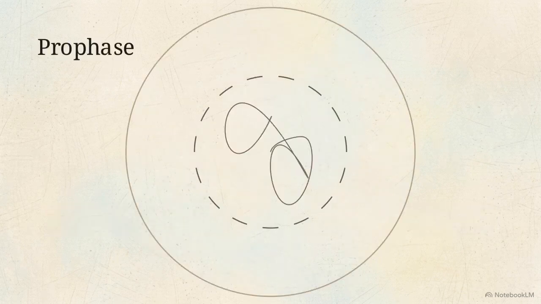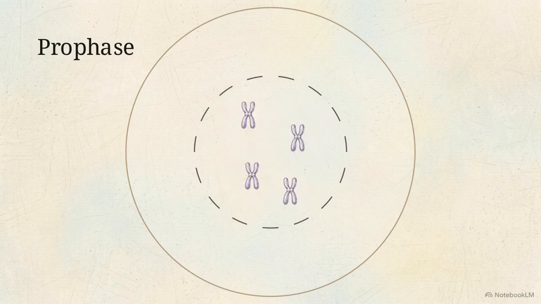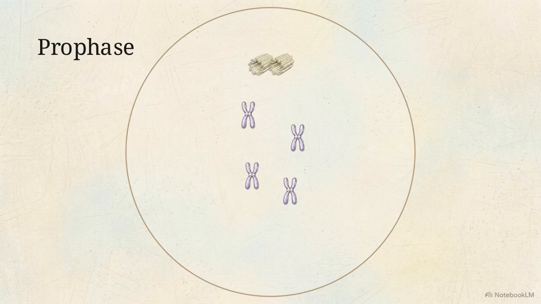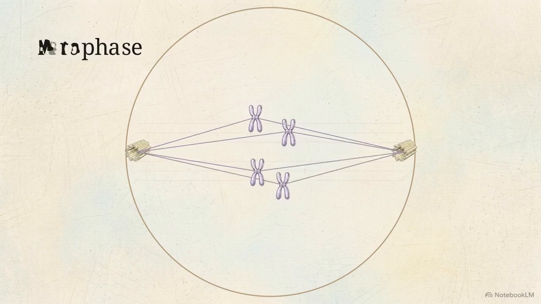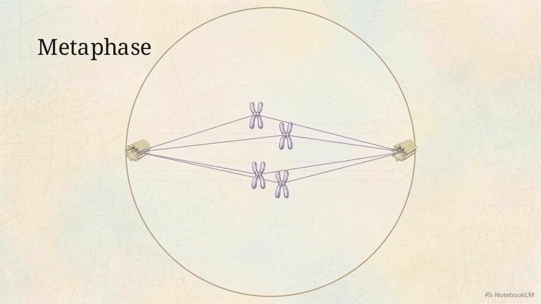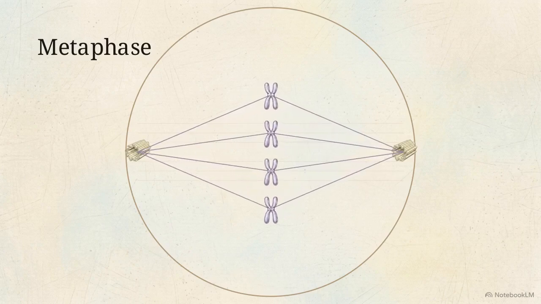The division begins with prophase. The loose chromatin condenses into tightly coiled chromosomes, while centrioles migrate to opposite poles to form the microtubule spindle apparatus. During metaphase, kinetochore fibers interact with the spindle apparatus to push and pull the chromosomes until they align perfectly along the equatorial plate in the middle of the cell.